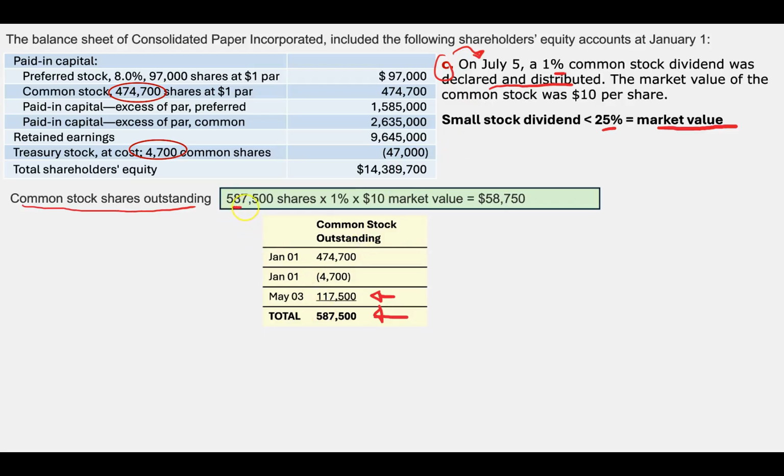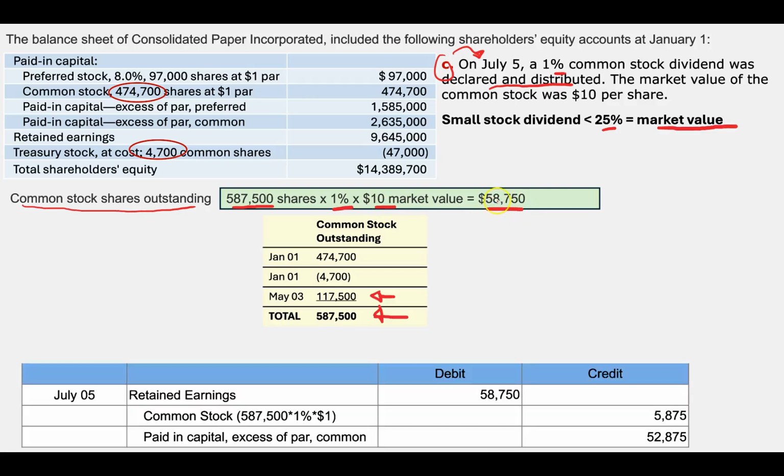So we're going to take our 587,500 shares, multiply by the stock dividend 1%, multiplied by the market value. This is how it's different from a large stock dividend where we multiply only by the par value. Okay, so this gives us $50,750, and now we're ready to record this.